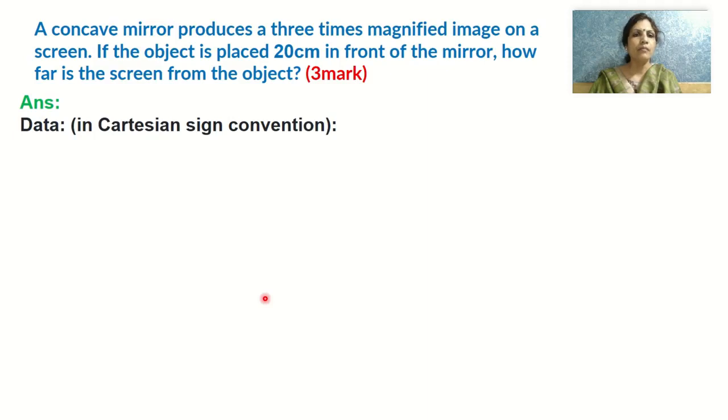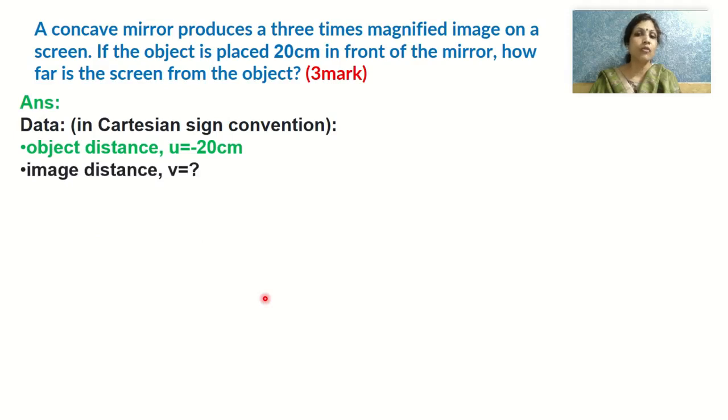A concave mirror produces a 3 times magnified image on the screen. If the object is placed 20 centimeter in front of the mirror, how far is the screen from the object? Let's first write down the data which is given to us. We are given that the object distance is 20 centimeter. We will take that as negative considering the Cartesian sign conventions. The image distance you have to find out, because what is asked is how far is the screen from the object? An image is formed on the screen, so v is question mark.